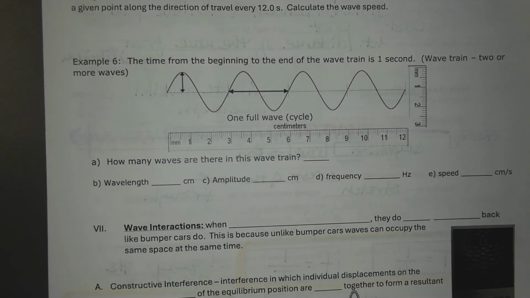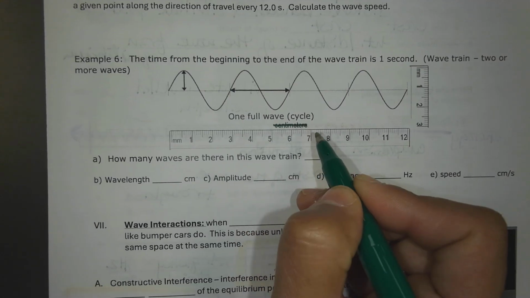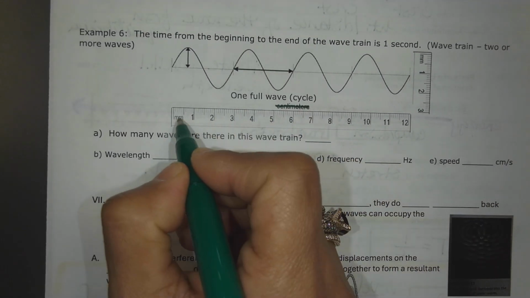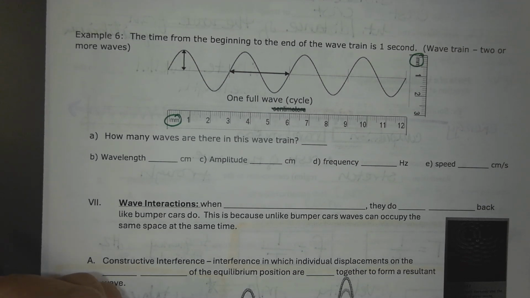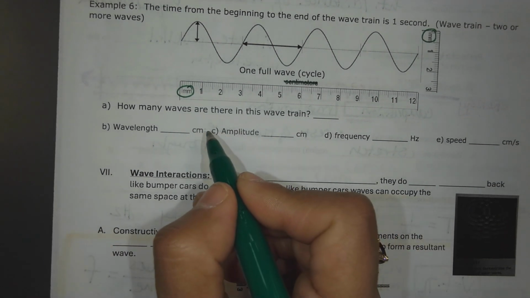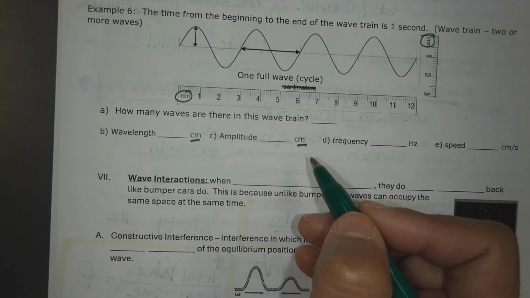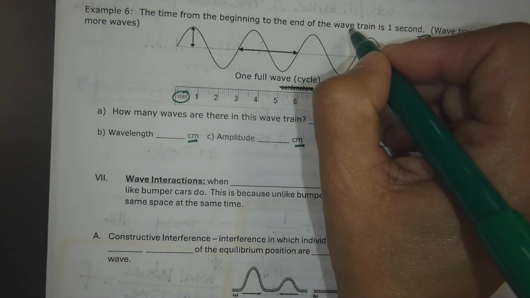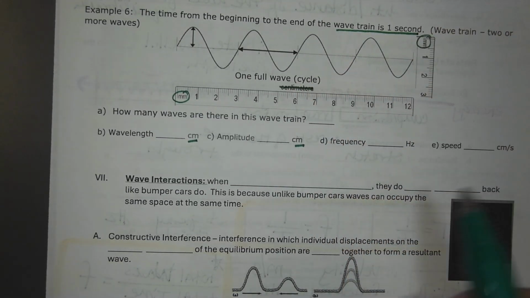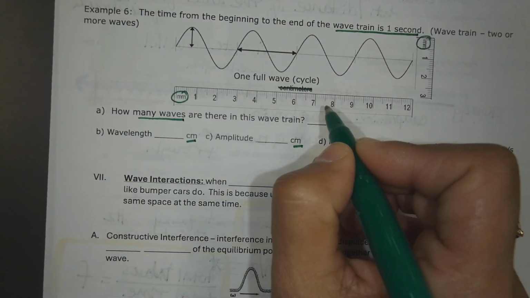Example problem number 6. My problem over here is that it says centimeters, but there's some darn liars. Look at that paper ruler. It's in millimeters. And they want us to measure this in centimeters. So what I'm going to do is just convert it. It says here, this is a wave train. It took 1 second for this wave train to occur. First question, how many waves are in this wave train?